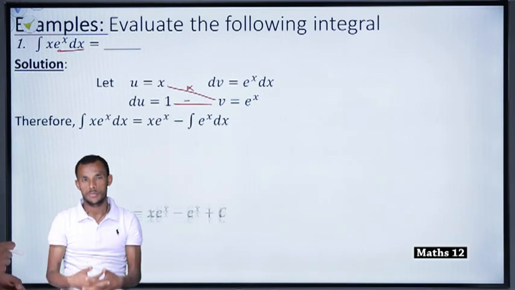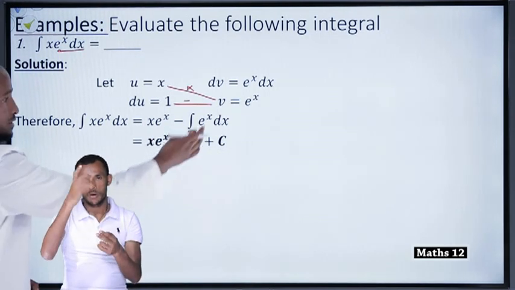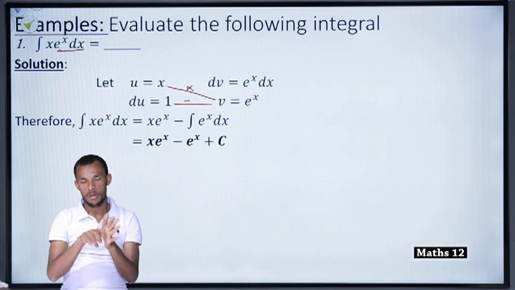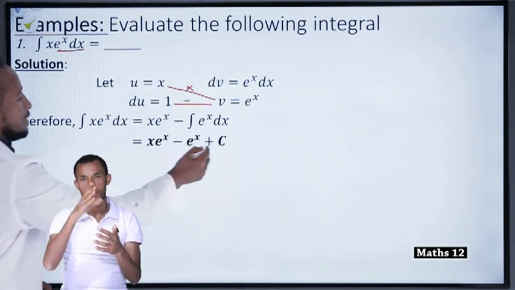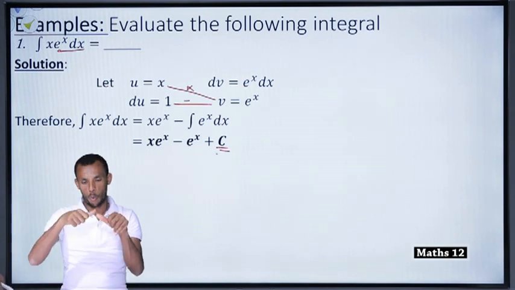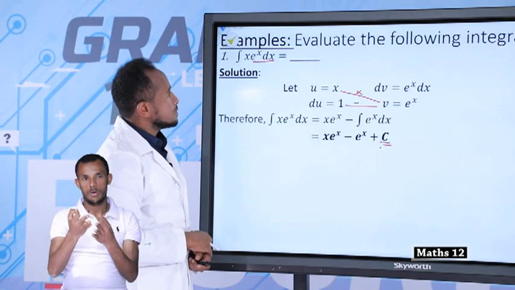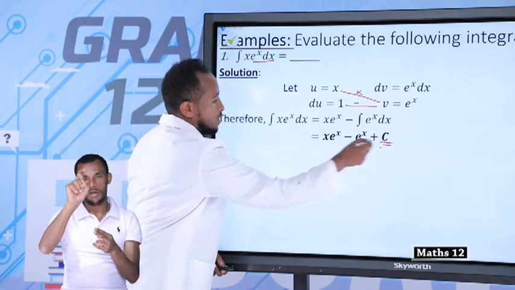Therefore, this value is x times e raised to x itself, minus, as you remember, the integration of e raised to x itself. And finally, we add c, the integration constant. Therefore, the integration of this expression, x times e raised to x dx, will be this one.